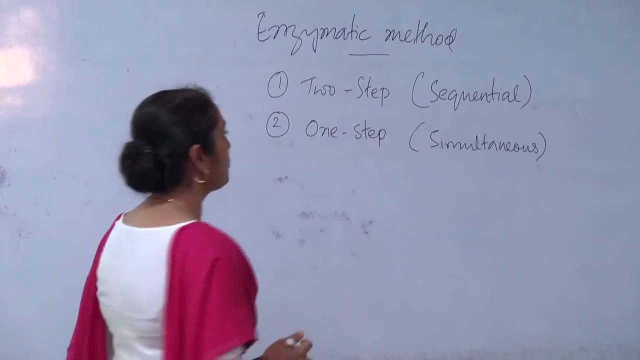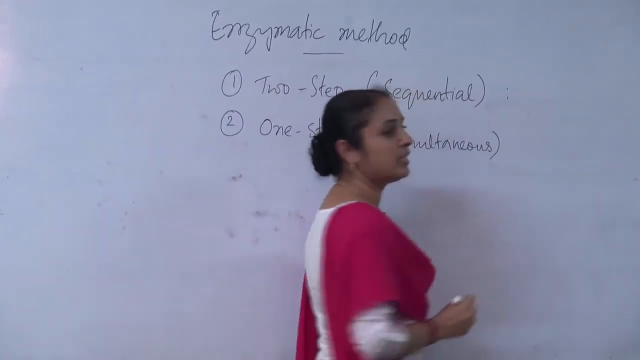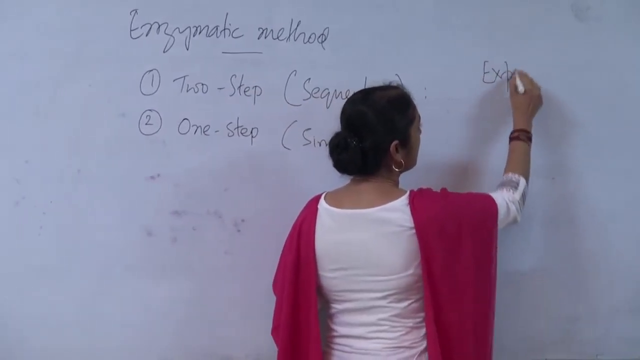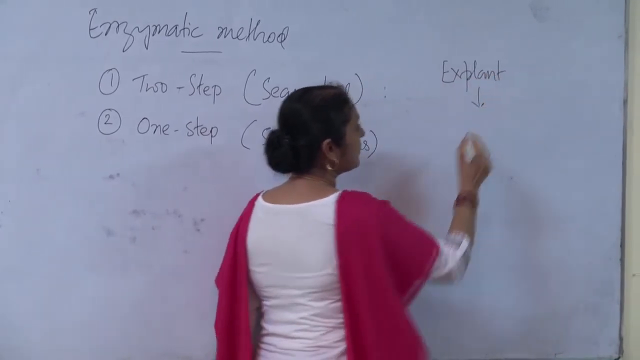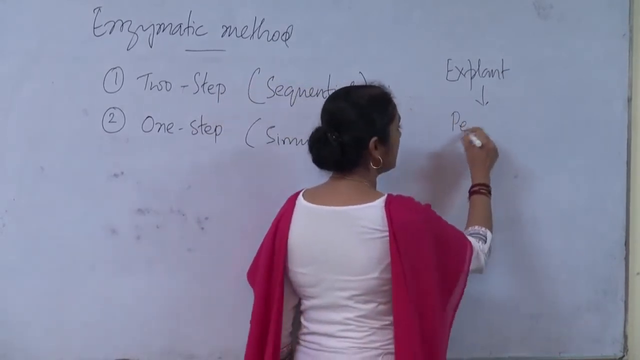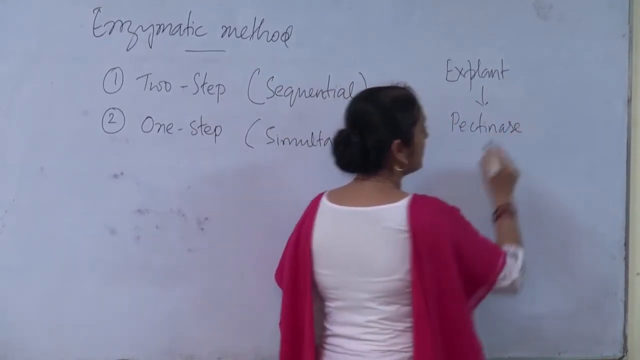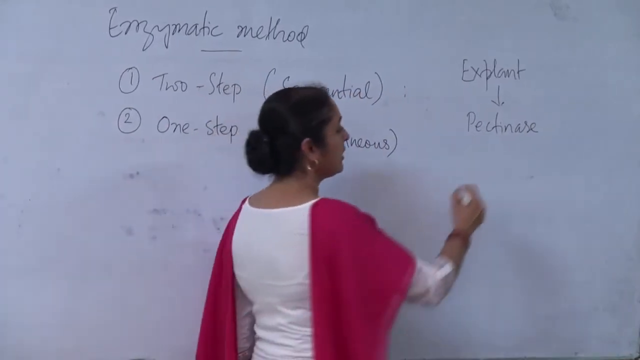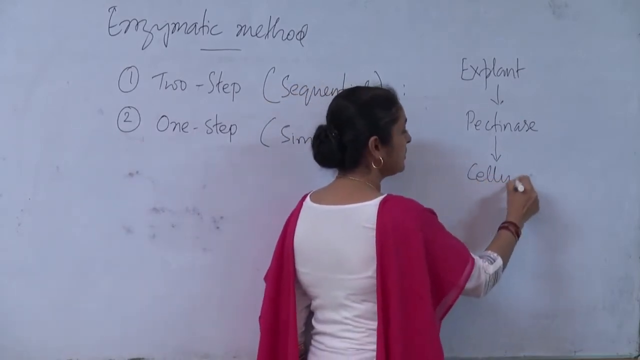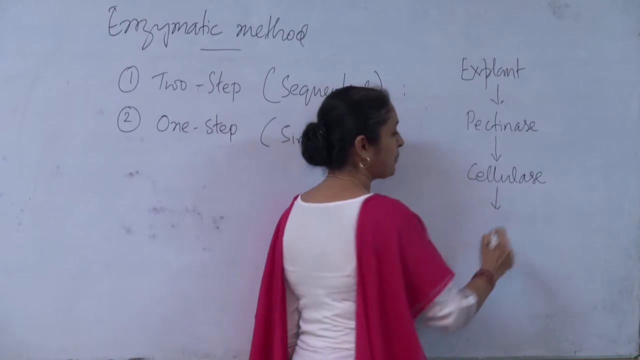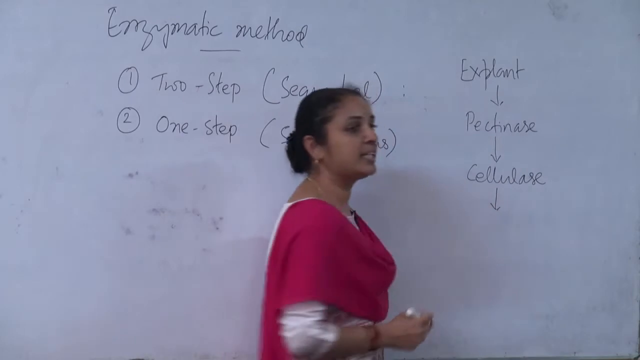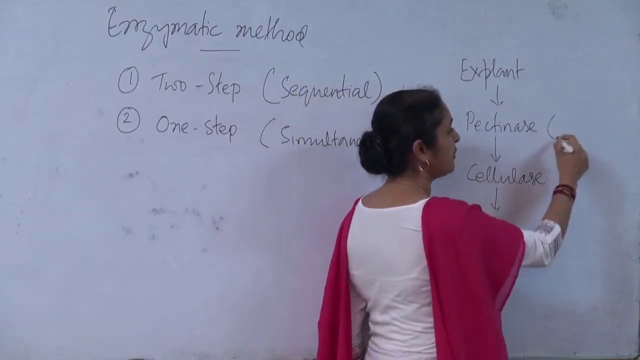In the two-step method of enzymes, we have to study the method where the explant is treated with two different enzymes, one after the other. The explant is treated with pectinase to degrade pectin, and the next step is that the explant is treated with cellulase. These two steps are followed separately, and that is why it is a sequential method.